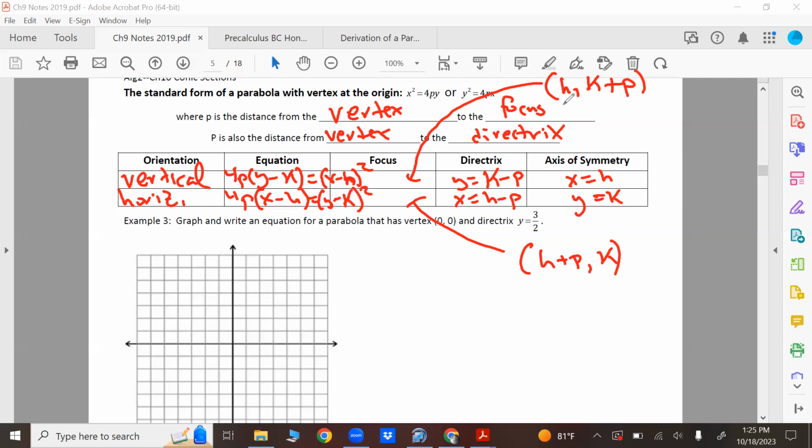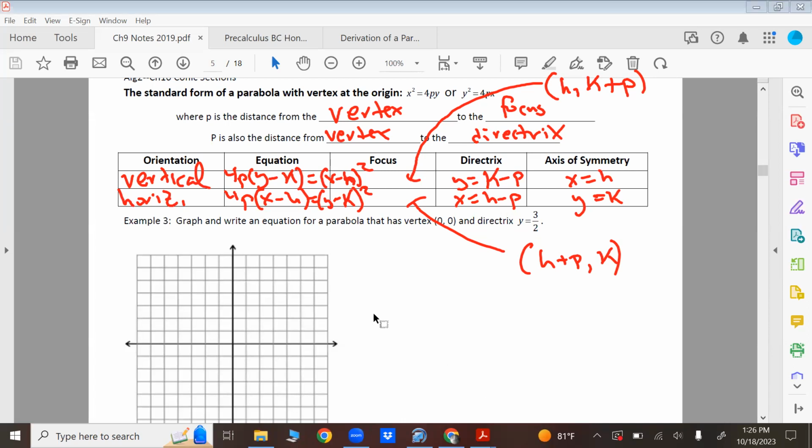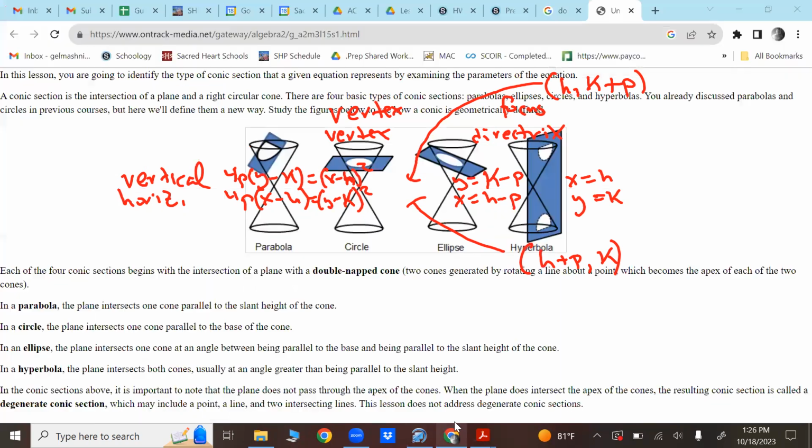This is 3 over 4. Okay. Hold on a second. I've got to take attendance. Forgot to do that.